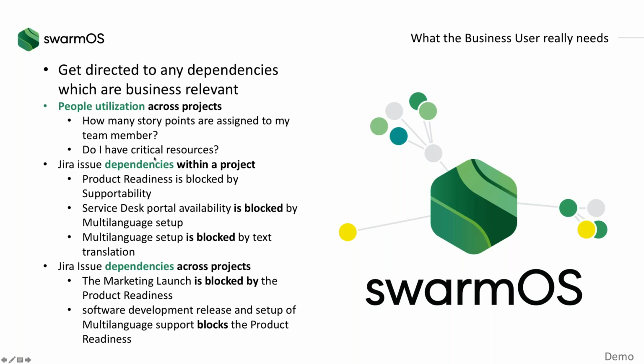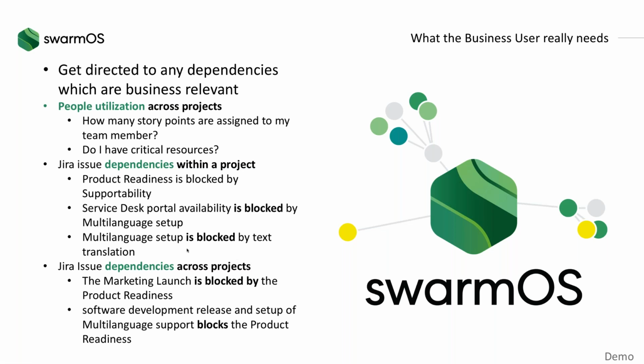Can I see Jira issues which are depending on other Jira issues? Looking at the long backlog, we have looked at it before, you won't spot any significant dependencies. But if you run business projects, for example, your product readiness is blocked by your supportability. Supportability consists of the service desk portal, which needs to be available, is blocked by a multi-language setup. The multi-language setup at this point in time is blocked by the text translation for different languages.